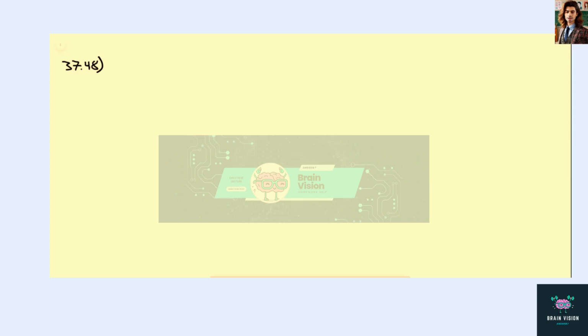Okay, so we're doing chapter 37, problem 48. It says, what is the wavelength of an electron at three different energies here? So for A, it says 20 electron volts.